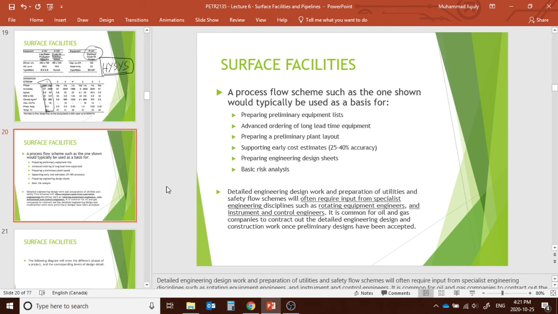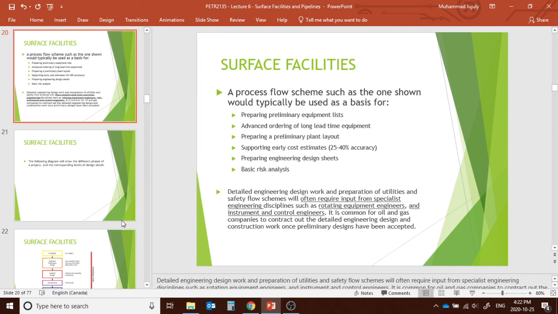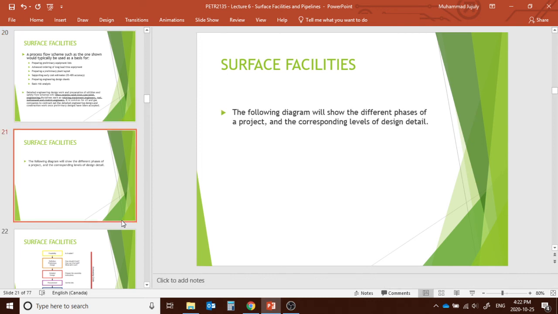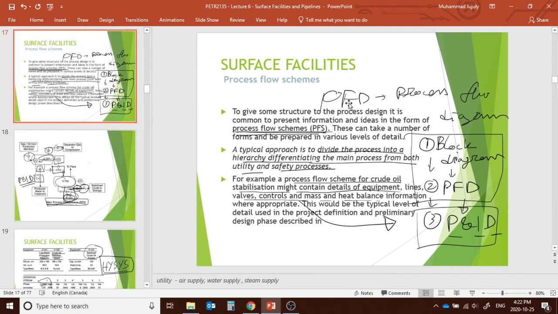Surface facility. A process flow scheme is typically the basis for preparing preliminary equipment lists, advanced ordering for long lead time equipment, preparing the preliminary plant layout, supporting early cost estimation, basic risk analysis, and the engineering design sheets. So these are the steps we use for the surface facilities, and this is the actual flow diagram. You remember I showed you the block diagram, process flow diagram, and P&ID.